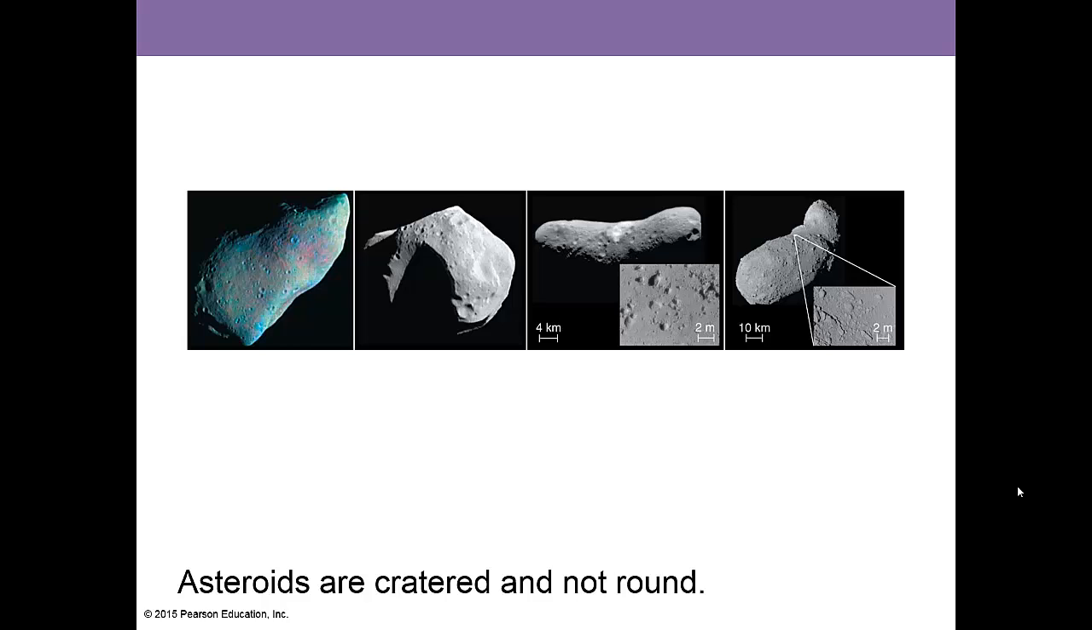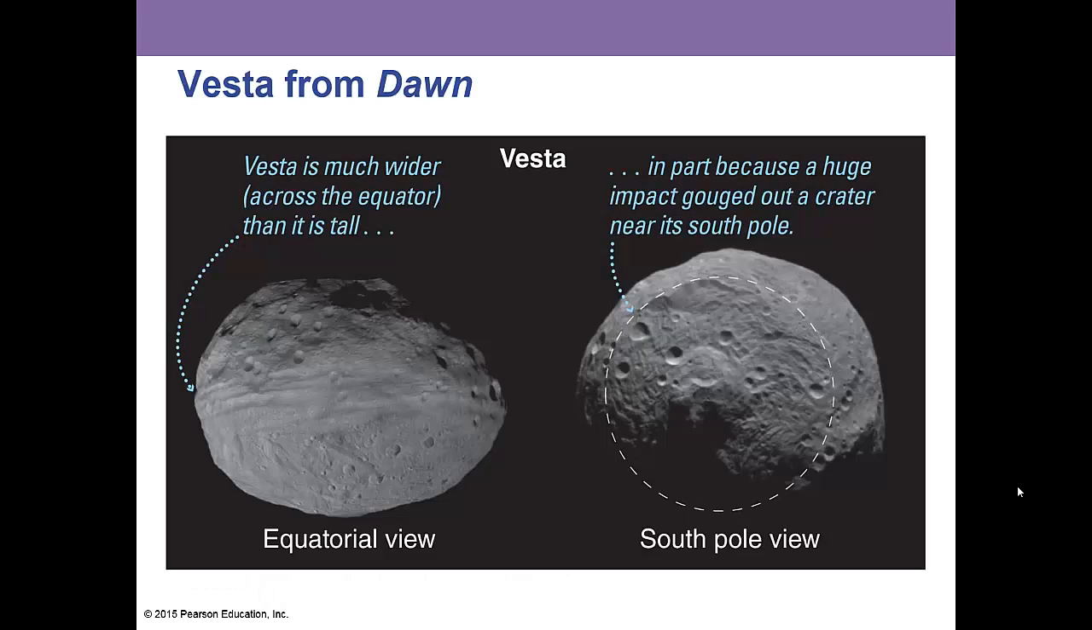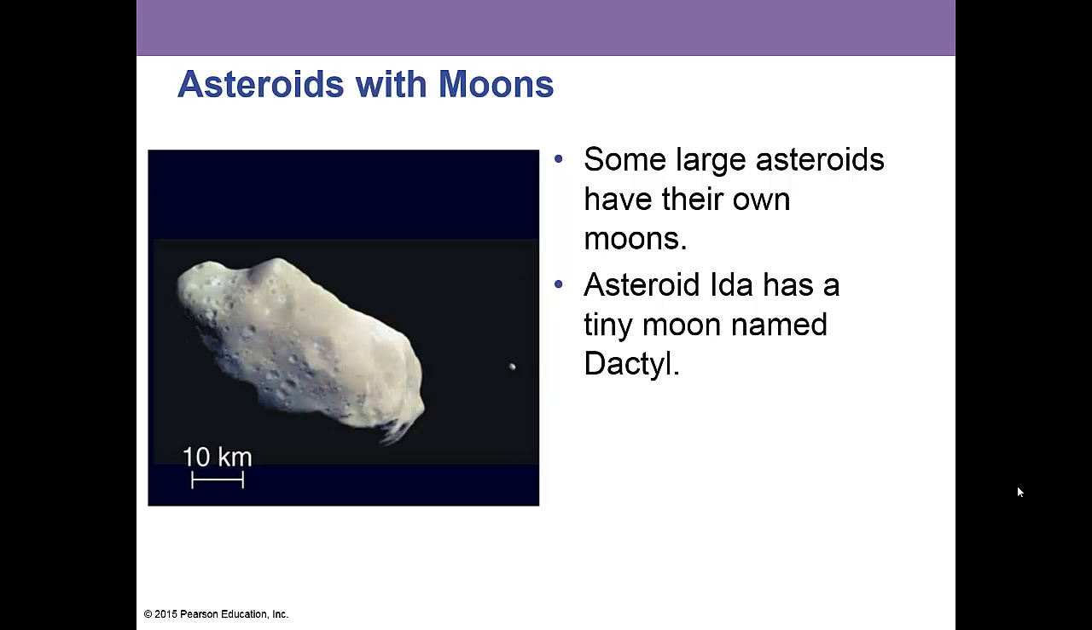So you can see by these pictures that the asteroids are cratered and are not round, because they do not have enough gravity of their own to be round. Here's a rather large one that is pretty round, Vesta, from the Dawn spacecraft. And we do have some asteroids that have their own moons. Here is asteroid Ida with a tiny moon named Dactyl.